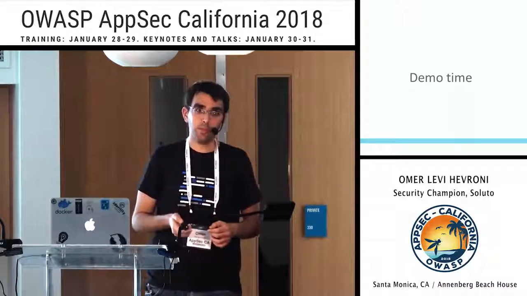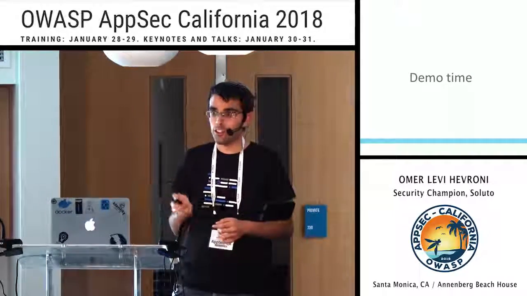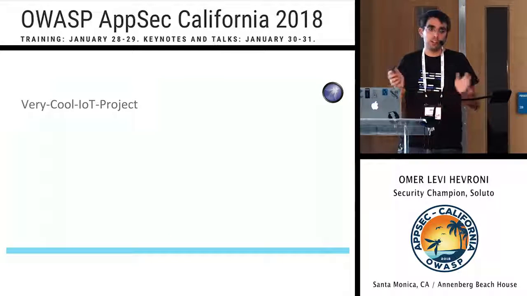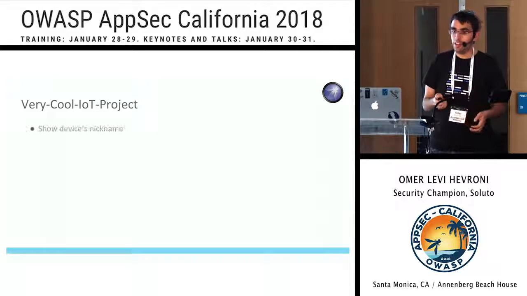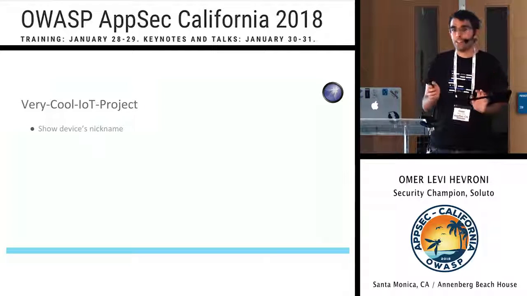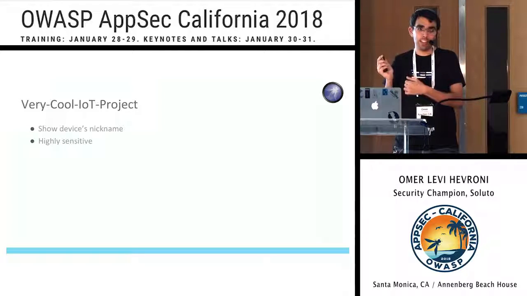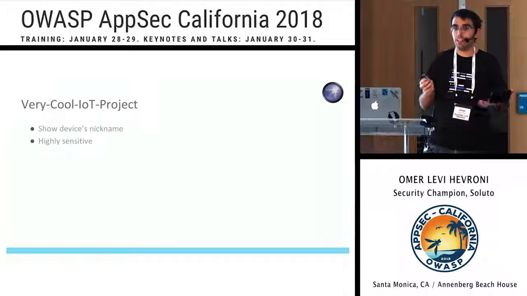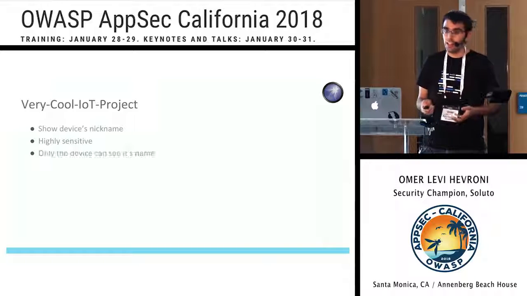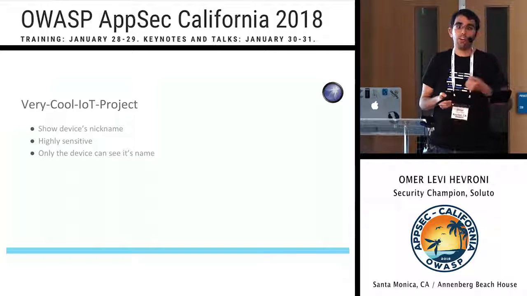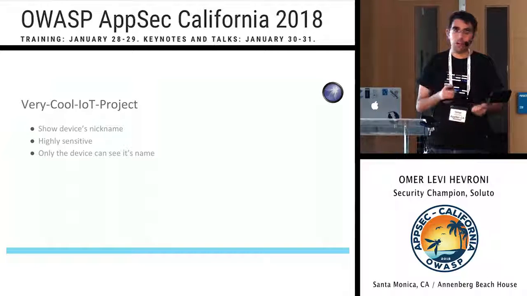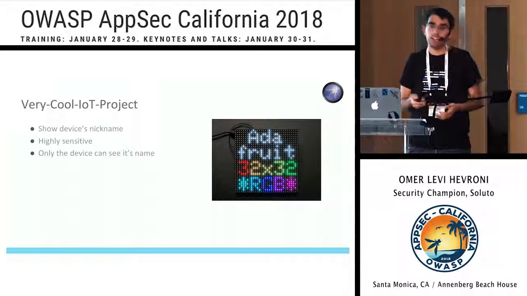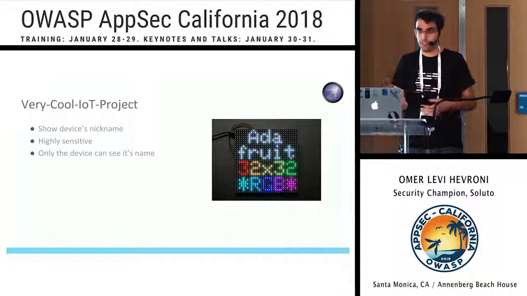Okay, so now to the interesting part. This was nice talking, but let's do a demo. For the demo, let's assume that I want to build the most awesome IoT project in the world. It's really awesome. It's showing the device nickname. And because a nickname is highly sensitive, we don't want someone to see the nickname of your device, and we want to make sure that only the device will be able to request its nickname. This is how it's supposed to look like, but like any good project, it's an MVP, first version, so it will look more like this.